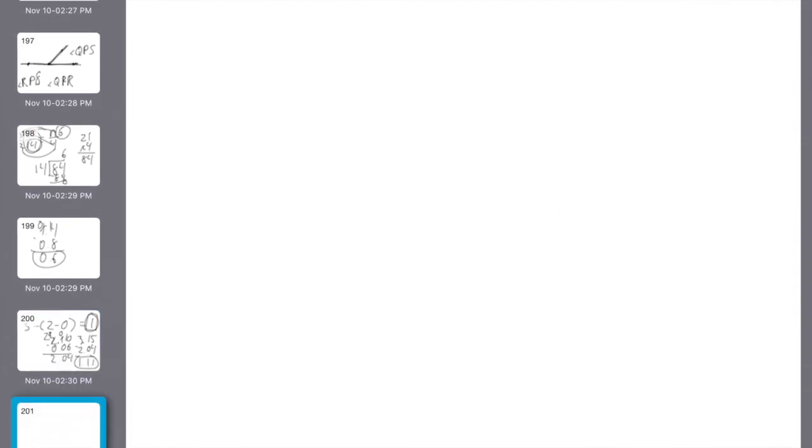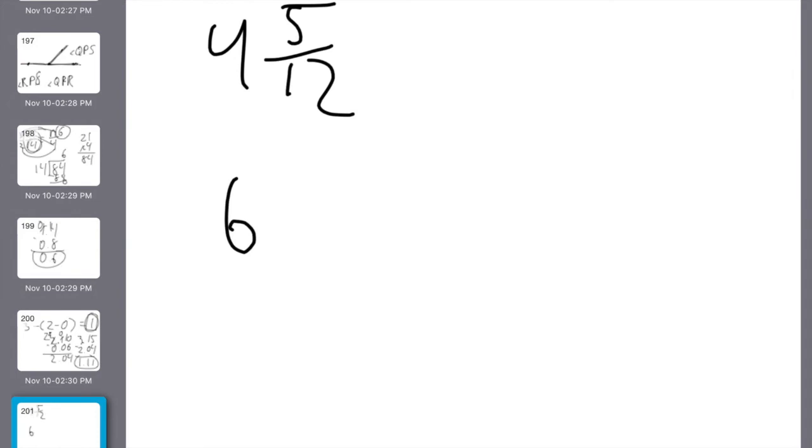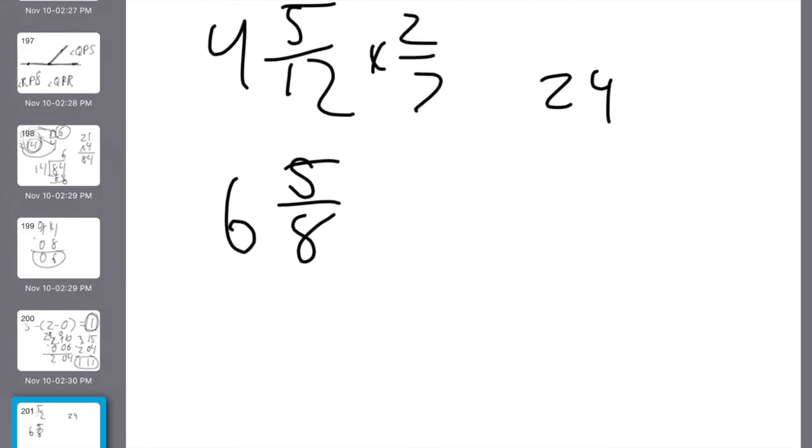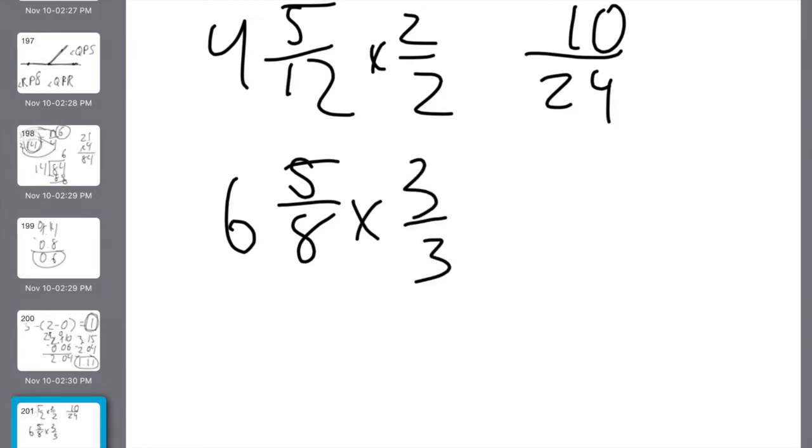24. I have 4 5/12. And I'm adding to it 6 5/8. Common denominators would be 24. How'd I get there? I multiplied by 2. 2 times 12 is 24. 5 times 2 is 10. This is times 3. 3 times 4 is 24. 5 times 3 is 15.